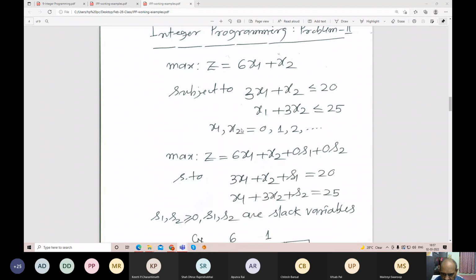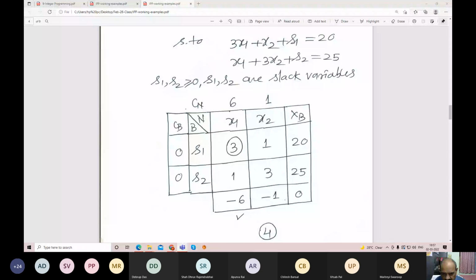So S1, S2 are slack variables. You can mention also X3 and X4 as these slack variables. The slack variables are non-negative. So this is the initial simplex table, and we are considering the condensed one, not the extended one. A smaller table, not a bigger table. The basic variables are S1, S2. Non-basic variables are X1, X2. So the first row, S1 plus 3x1 plus x2 equal to 20. Then S2 plus x1 plus 3x2 equal to 25. And we have indicator row elements -6 and -1.